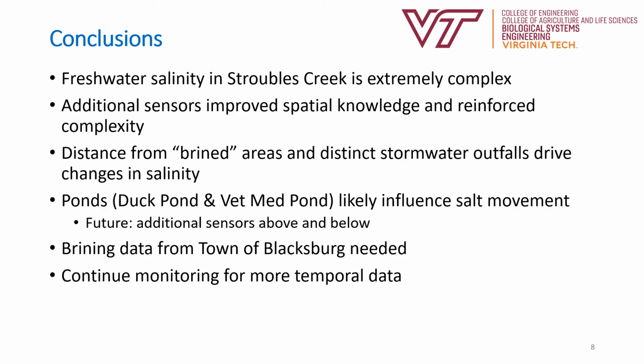So the conclusions gained from this research is that freshwater salinity in Stroubles Creek is extremely complex, as you can see from the differences in the hysteresis plots in these sites. Additional sensors did improve the spatial knowledge, but also reinforce the complexity. Distance from brined areas and distinct stormwater outfalls drive changes in salinity, like at Bridge 1 next to Fox Ridge. The ponds are likely an influence on salt movement, since the first site, which is below the duck pond, is seeing discrepancies that I talked about.